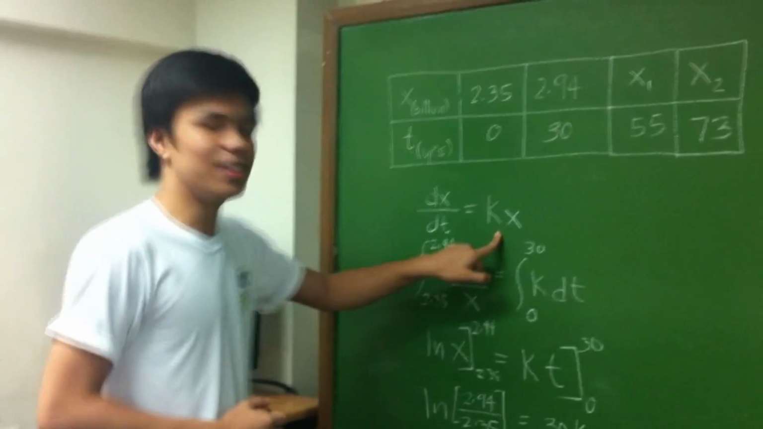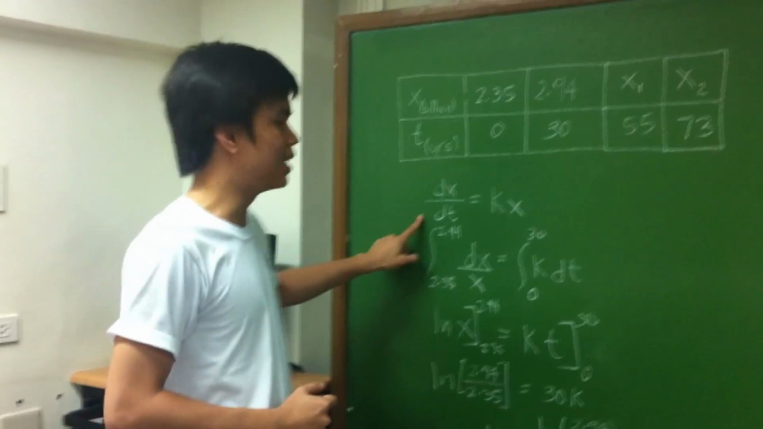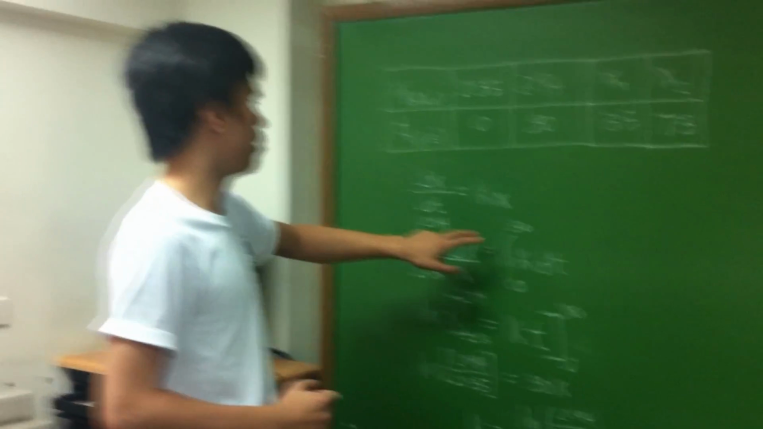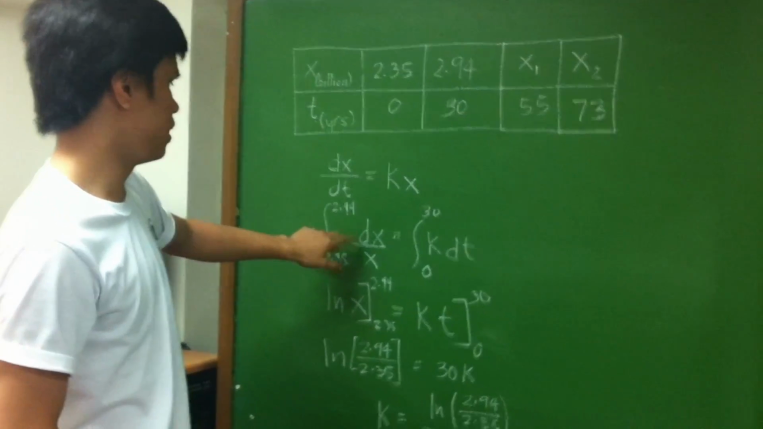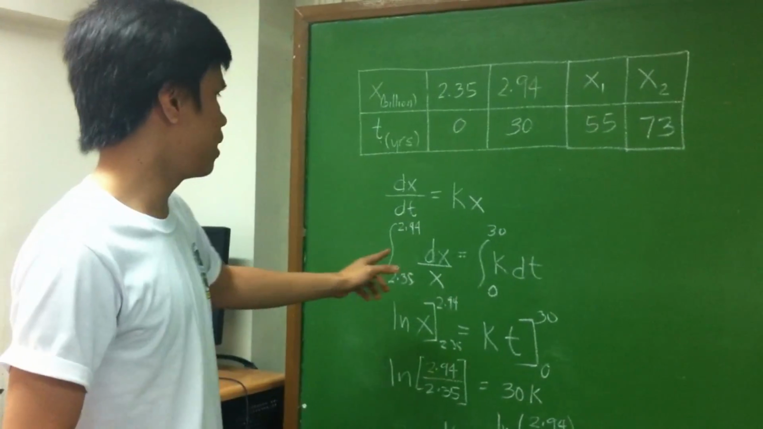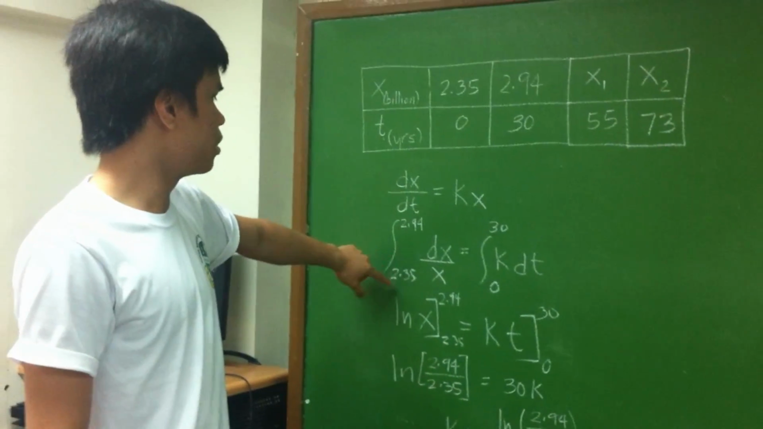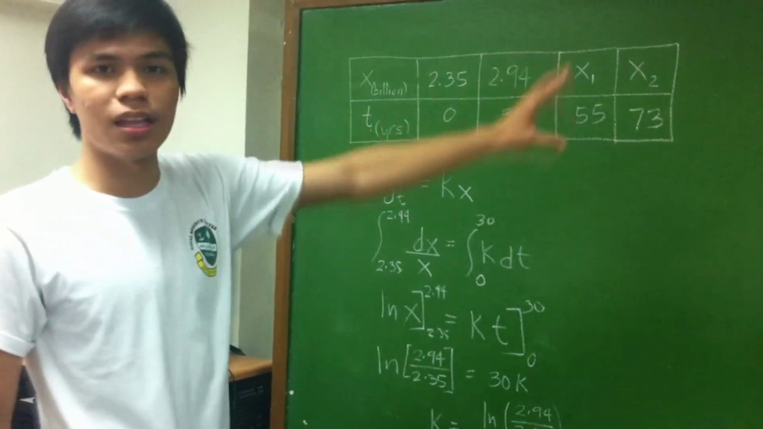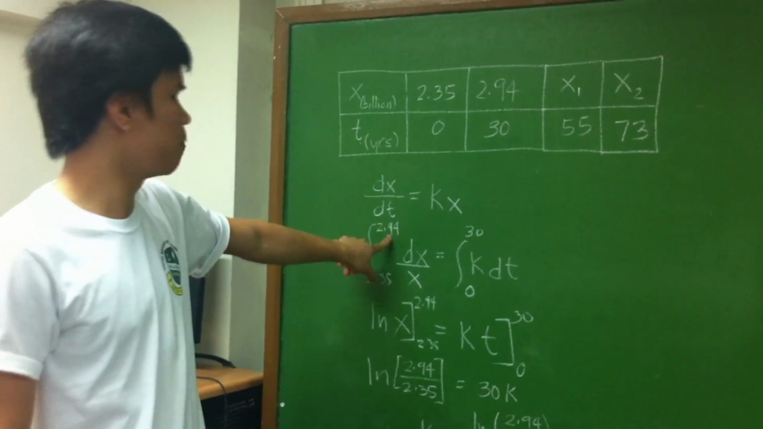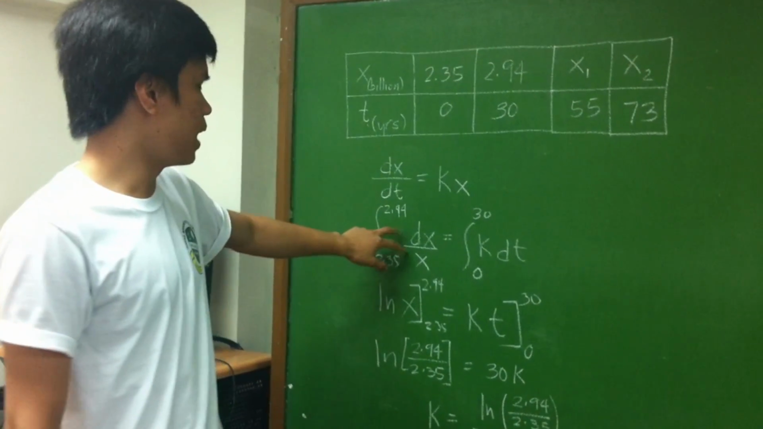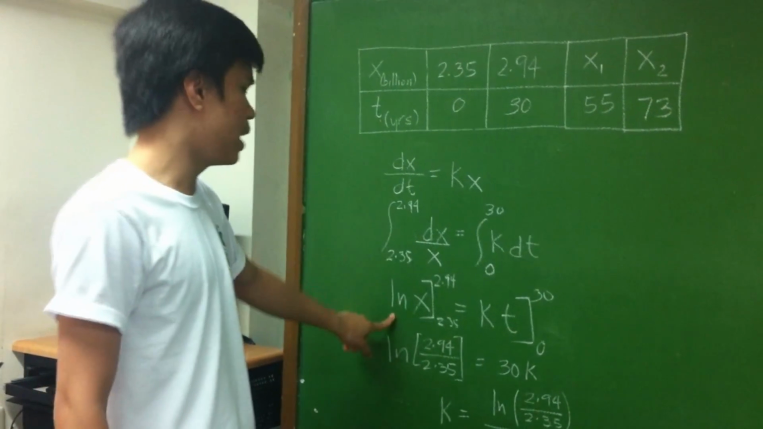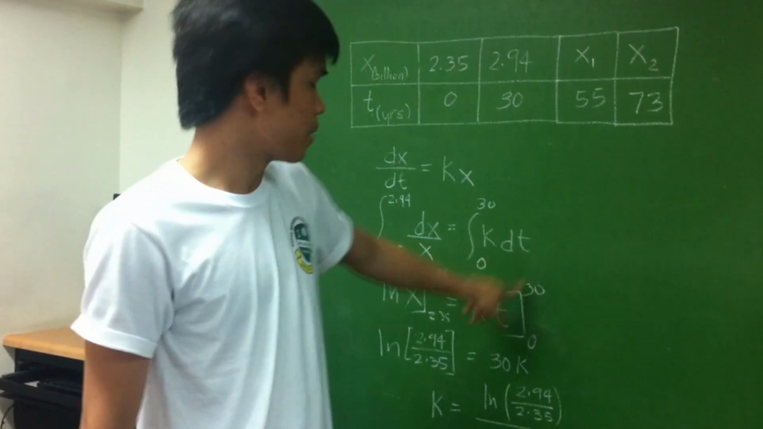Okay, so now that the problem has been explained by Mr. Daniel Platon, we will now find k. The basic formula is dx over dt equals kx. Then you need to put together the same variables, so dx over x and k dt. Now integrate both sides and put the limits from the given table: 2.35 to 2.94 for x and 0 to 30 for k dt. The integral of 1 over x is ln x, and the integral of k dt is kt.